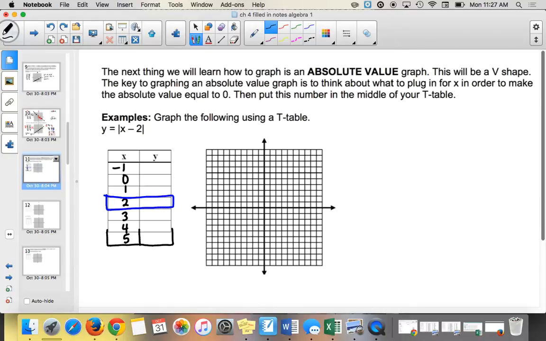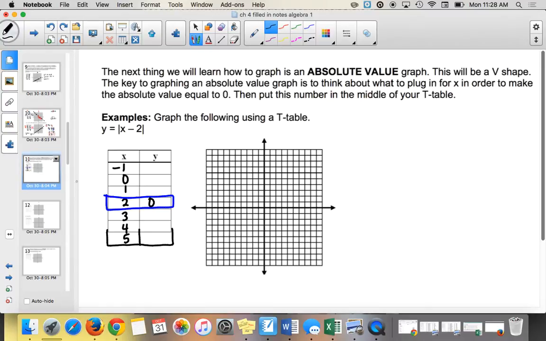So we have a lot of points, but these ones are pretty speedy. So let's start with the one in the middle, with the 2. What did I get when I plugged in 2? 0. Okay. If you put that in the middle, and you're picking numbers that are above and below it, like we did in order, then you're going to have a lot of symmetry in your table.